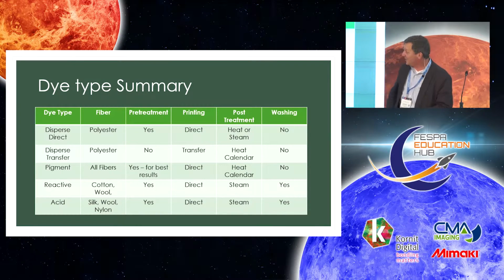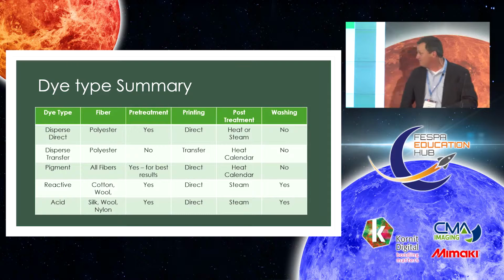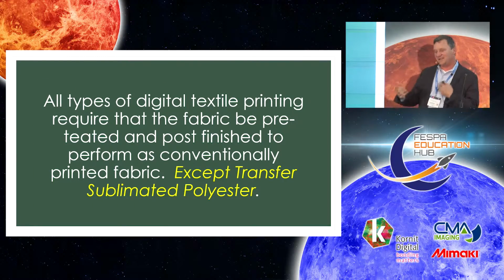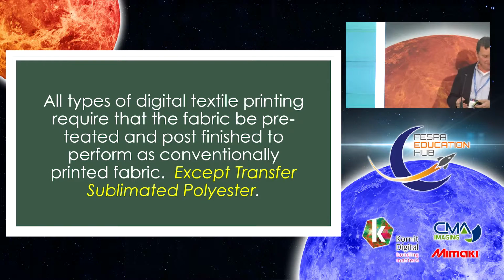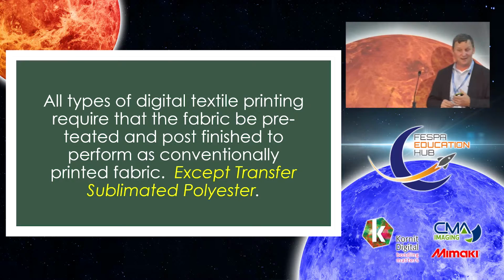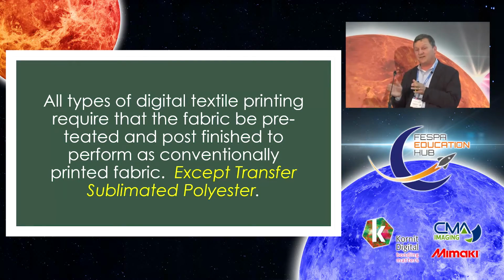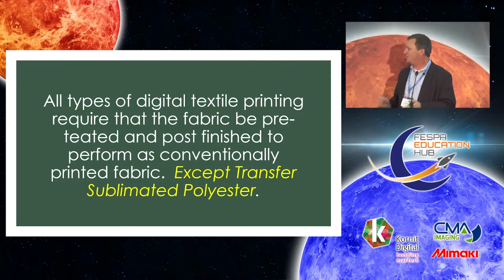This just kind of sums up what we just talked about with the disperse, the transfer, the pigment, the reactive, and the acid dyes. This is kind of an interesting thing to keep in mind. I find printers tell this to their clients: if you can remember that all textile printing requires pre-treatment and a post-treatment to perform and act just like a conventionally printed fabric, except the transfer sublimated polyester.